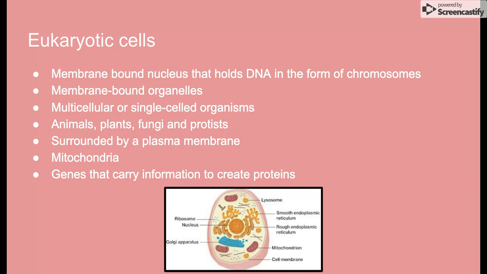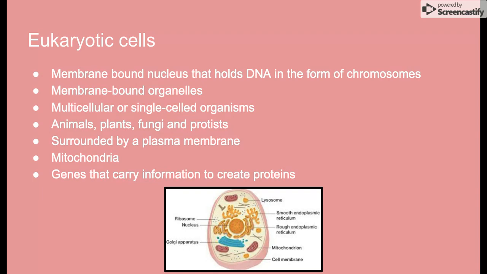Eukaryotic organisms are usually multicellular. They can sometimes be single-celled, but it's pretty rare. So it's going to be like our animals, plants, fungi, and protists. And like I said, it is surrounded by a plasma membrane or a cell membrane, and they have mitochondria, which is what is used to create energy for the cell. With prokaryotic organisms, they have to be able to get nutrition and energy from their environment, whereas eukaryotic cells are able to make it within themselves.